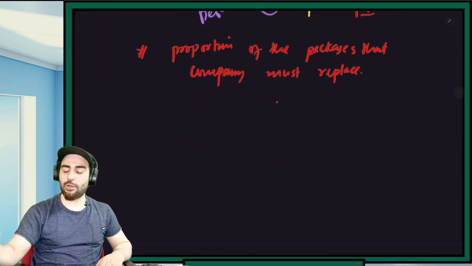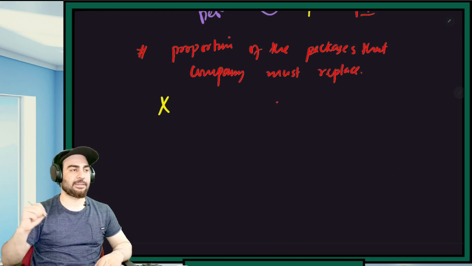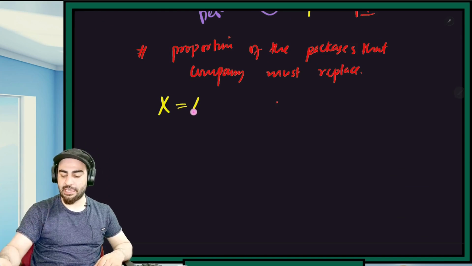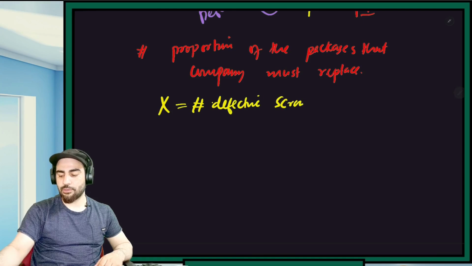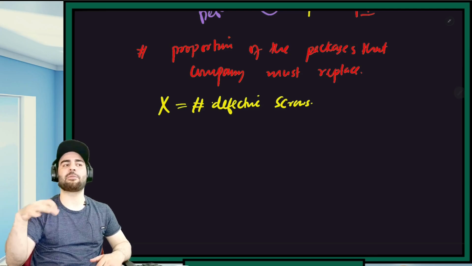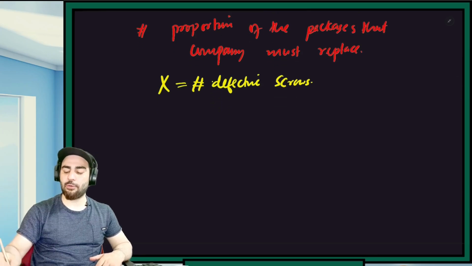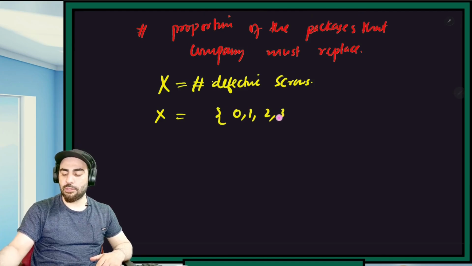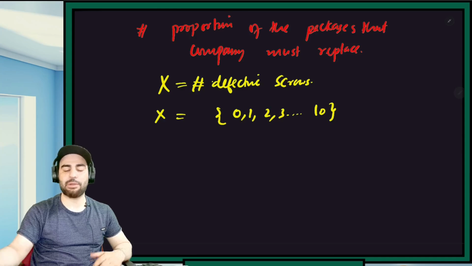Now what you have to do is consider a random variable X. X is a random variable which says the number of defective screws. You can choose any random variable. I am choosing the number of defective screws. You can choose the number of good screws. So now you have to have the values that X will take. X will take the values 0, 1, 2, 3 till 10. All the screws can be defective. None can be defective. 1 can be defective. 2 can be defective.